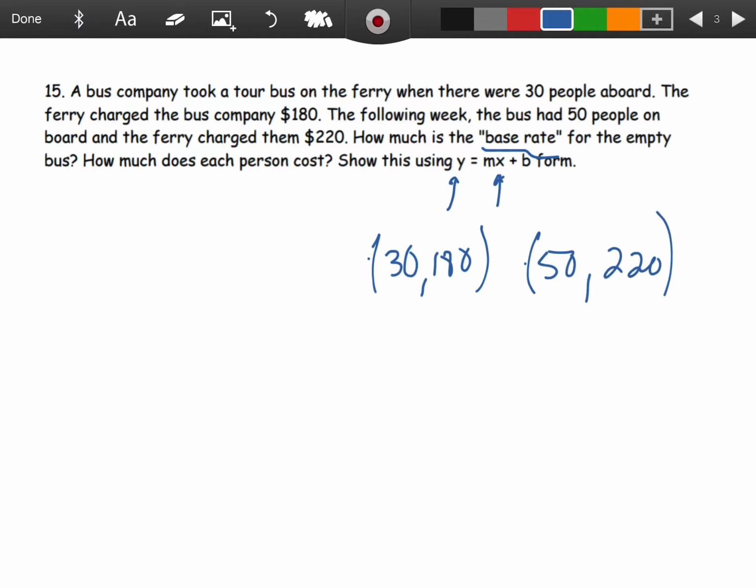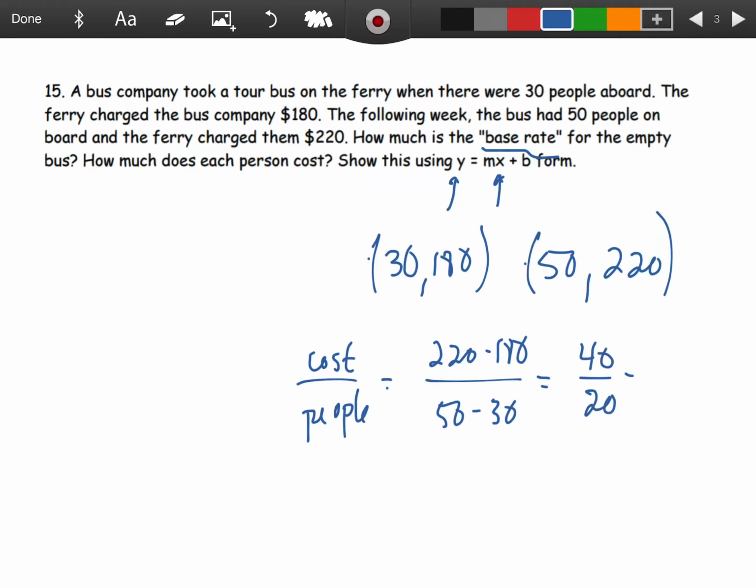Okay, and now we're just trying to figure out what is the slope, and then we'll write the equation of the line. So my slope is 220 minus 180 over 50 minus 30. Remember that up top is cost. In the denominator is the number of people. So we get 40 over 20, which gives us 2. So that's telling me the cost per person is $2. The cost per person is $2.